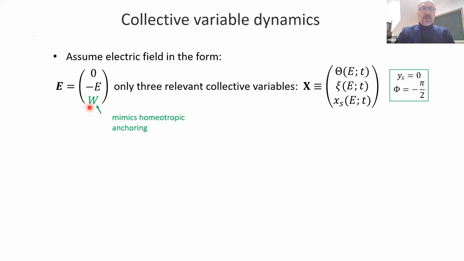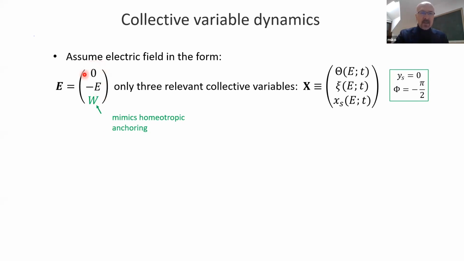I didn't tell you at the beginning. This model we construct for a 2-dimensional system, while in experiments we have a 3-dimensional system with homeotropic boundary conditions. So this will mimic the effect of strong boundary conditions.